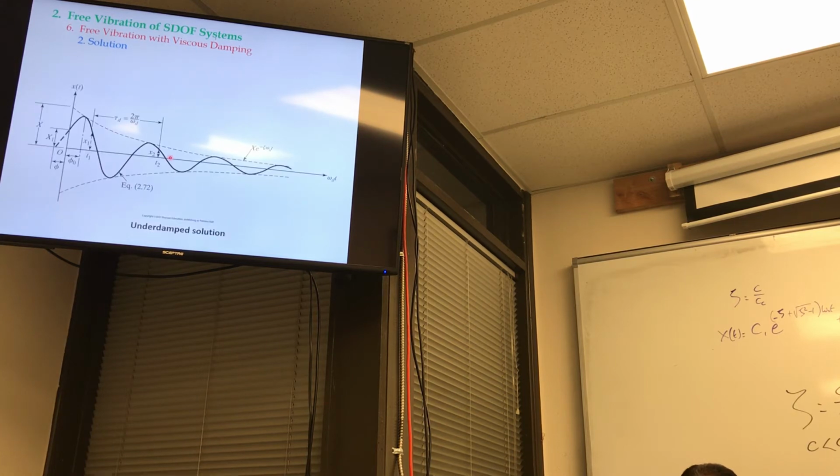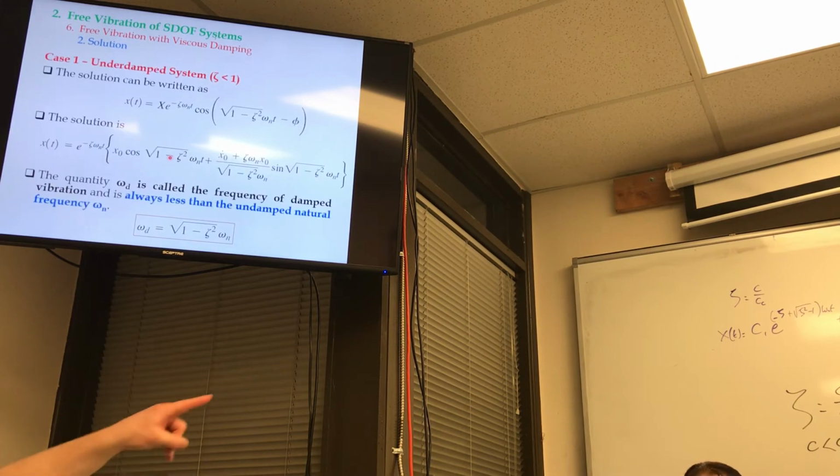So what is zeta again? Zeta is the damping, but what's the name? Does it have a name other than zeta? It's the damping ratio. Damping ratio, yeah. It's a ratio, it's a damping ratio.